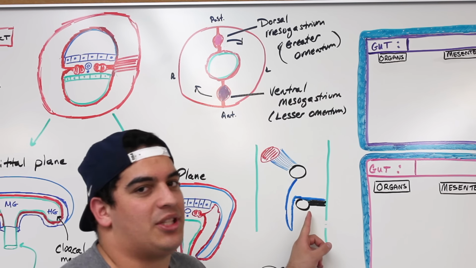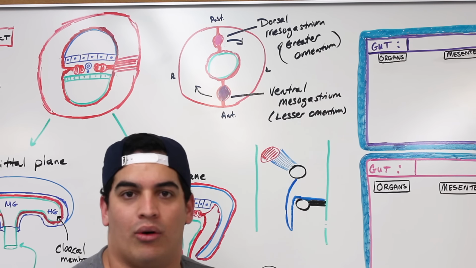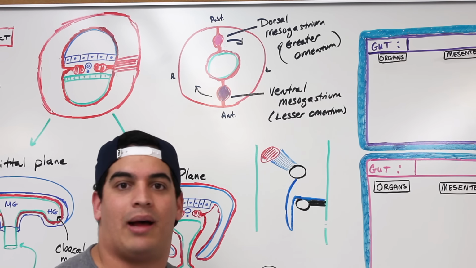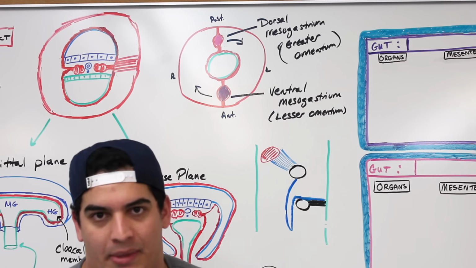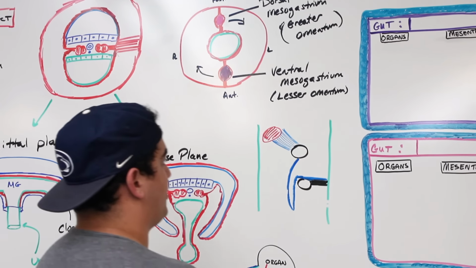And when I say ligaments, I want you guys to understand, it's not the ligaments that you think of that are connecting bone to bone. They're actually peritoneal coverings. So some of you might be like, ligaments, what is he talking about? They're not really true ligaments connecting bone to bone. They're these peritoneal covering-like structures.